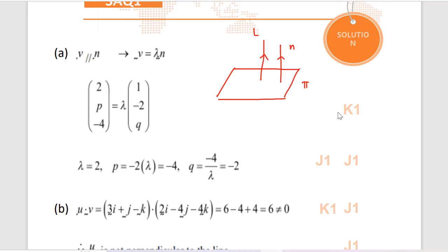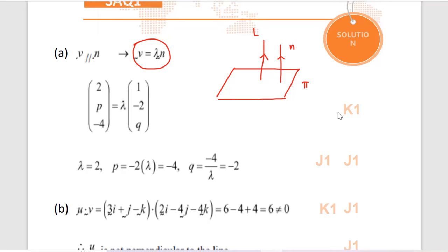So we can see here that line L and the normal vector to the plane are parallel. When parallel, we can write V equals lambda N. So we already have vector V, the parallel vector, which we can take from the question, which is 2, P, -4. And N we can take from the equation of plane, which is 1, -2, Q.